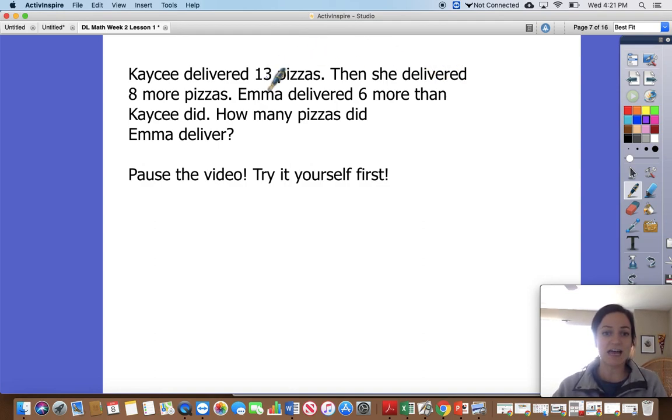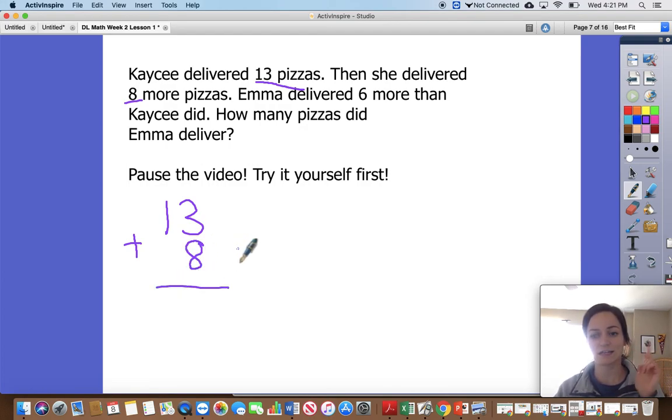So I'm going to add Casey's 2 piles of pizzas. So she had 13 and then she had 8 more. So I'm going to add 13 plus the 8 more she did later. 8 plus 3, 8, 9, 10, 11, right? Counting on 3 more. Carry my 10 over. 1 10, 2 10s. So I know that Casey did 21 pizzas, okay?